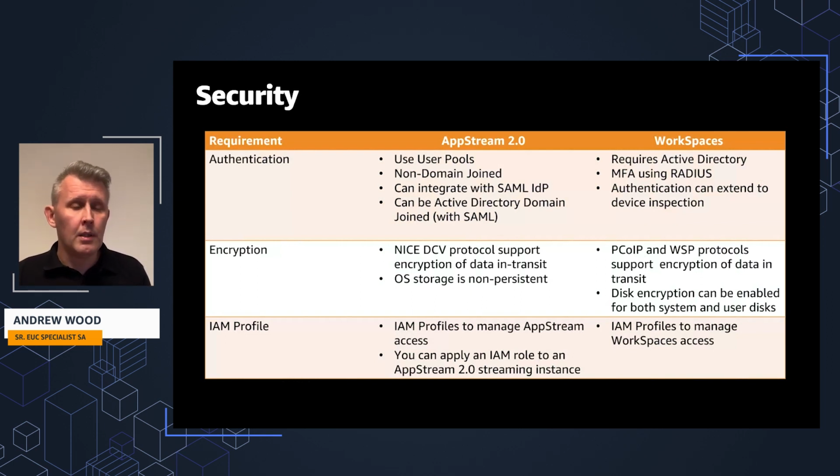For encryption, both Upstream and Workspaces encrypt data in transit from the instance to the endpoint using their streaming protocols. Now, if you have a requirement for data at rest, with Workspaces, you have 2 drives, operating system and a data drive. You can encrypt both. With Upstream, user data can be abstracted and stored off the instance on an encrypted shared volume, but the operating system disk, which is transient, isn't encrypted, but it's deleted on session end. You can't access the data.